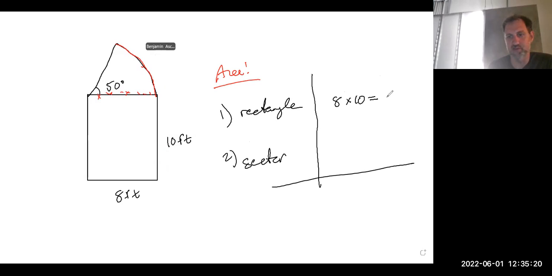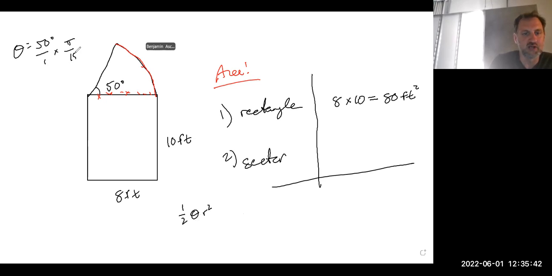Clearly 8 by 10 is my rectangle. That's 80 square feet, not feet. And then I need to find the sector area. The sector area, remember, is 1/2 theta r squared, where theta is the radian measure. We already did the radian measure, but I'm going to do it again. We've got 50 degrees, but we're going to convert it. That's pi over 180. Cancel, cancel, strip off a 0, that's a factor of 10. So it's 5/18 pi.